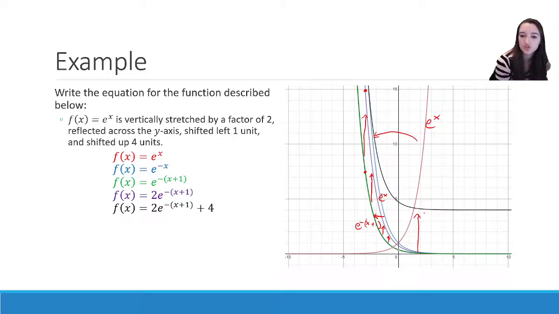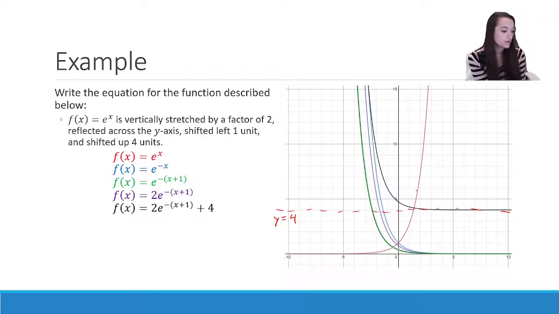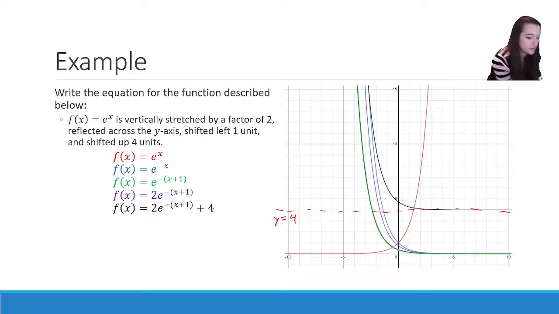And so that shift up by 4 will actually change my horizontal asymptote. So I get a new horizontal asymptote at y equals 4. My y-intercept has been altered greatly here. So let's track that y-intercept. The original one was at (0, 1). And remember, when we reflect over the y-axis, it doesn't change. But when I do my left shift, that point would change to (-1, 1), right there. And we'd get a new y-intercept.